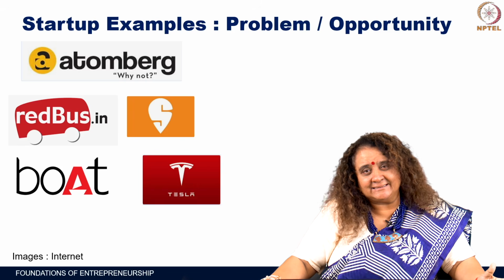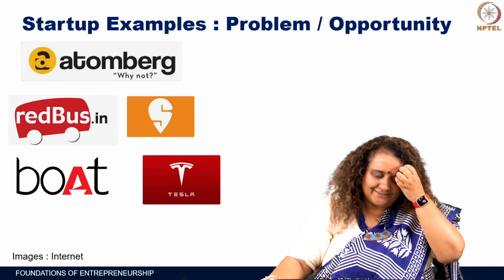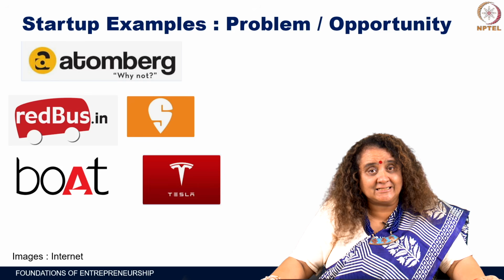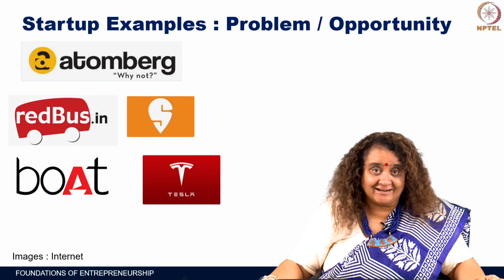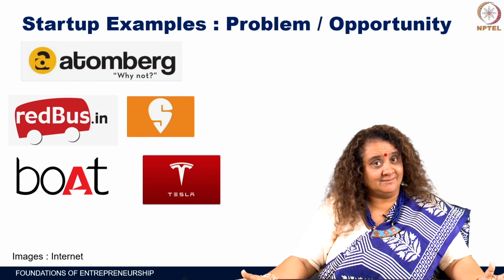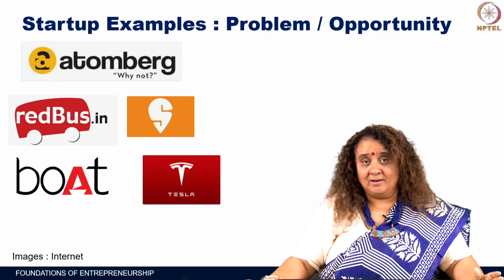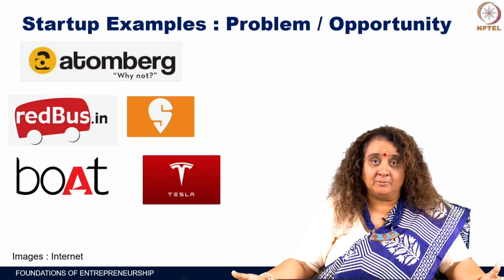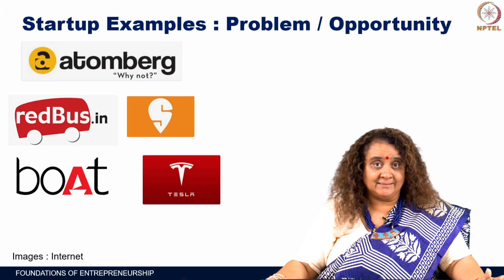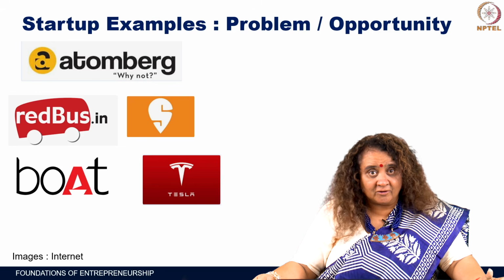Tesla. Tesla is probably the world's largest selling, or till recently the world's largest selling, electric car, and the founder of the company wants to solve planet Earth's challenge, and that's the problem that is stated as something that the entrepreneur wants to solve.